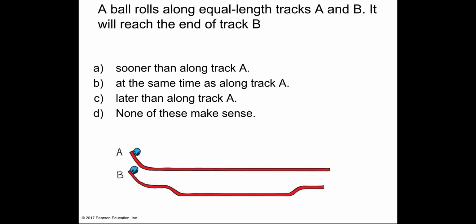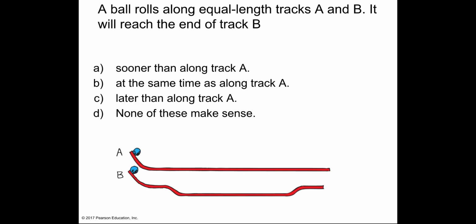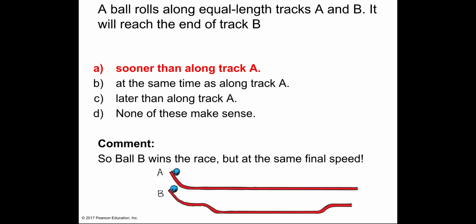A ball rolls along equal tracks A and B, it will reach the end of B sooner than A. But we've already answered the previous question. If here we have a greater average speed, a greater average speed will make it reach faster. So greater average speed means it is going to reach this end before this other one.